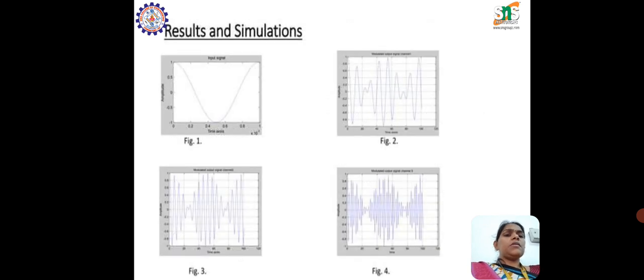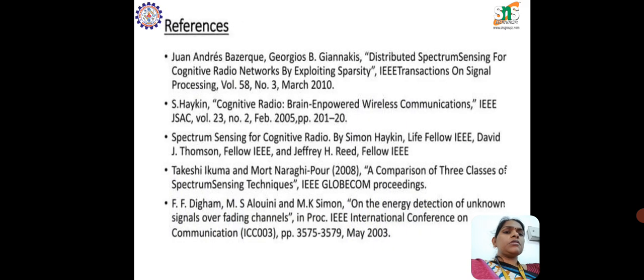This is the resultant simulation of the radio resources over the cognitive radio resources.